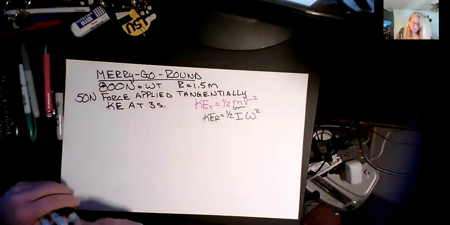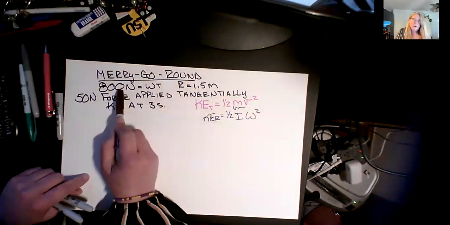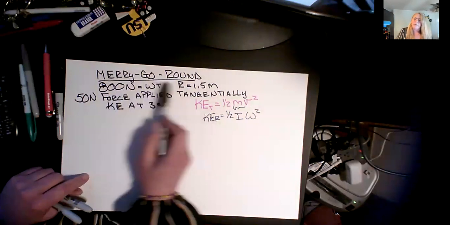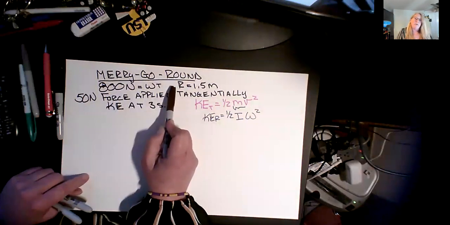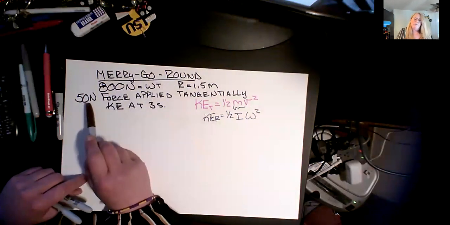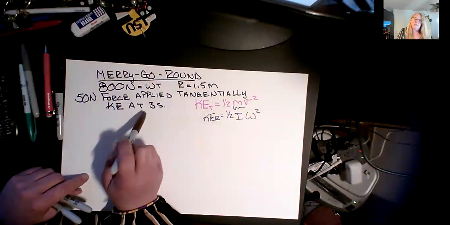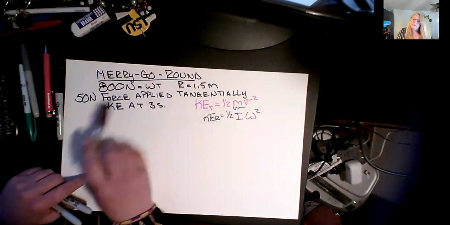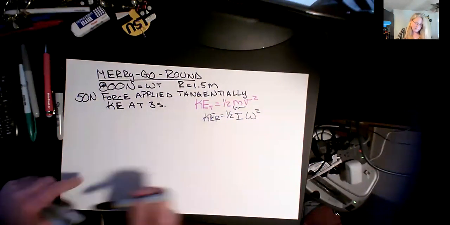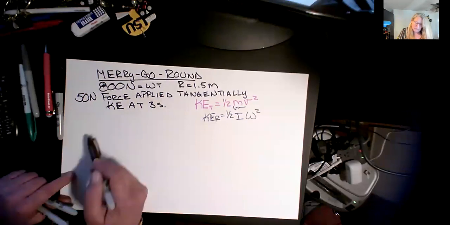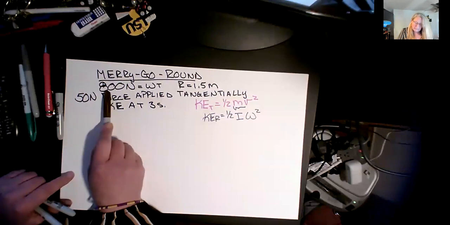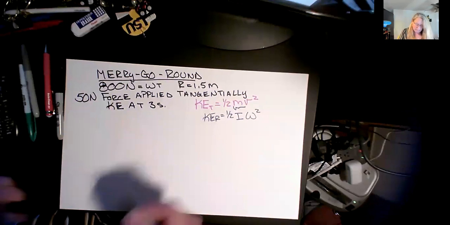So this question then gives us that the weight of a merry-go-round is 800 newtons. It has this radius of 1.5 meters. I'm going to apply a 50 Newton force tangentially to it, and I want to know what the kinetic energy is at 3 seconds. So this kind of starts bringing everything back together, doesn't it? So let's see. I know a weight of this thing. I'm applying a force to it.